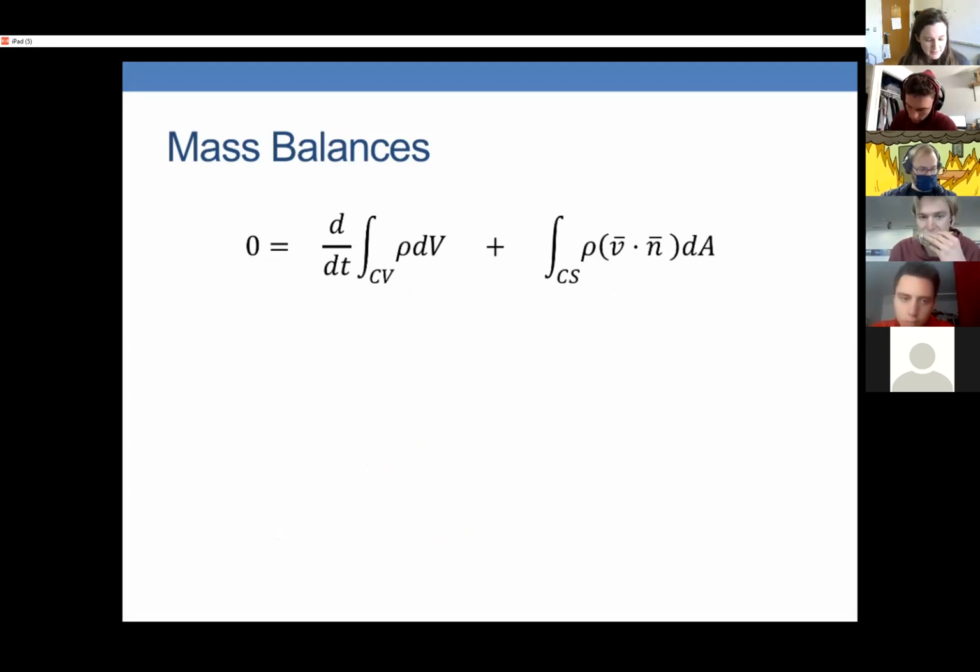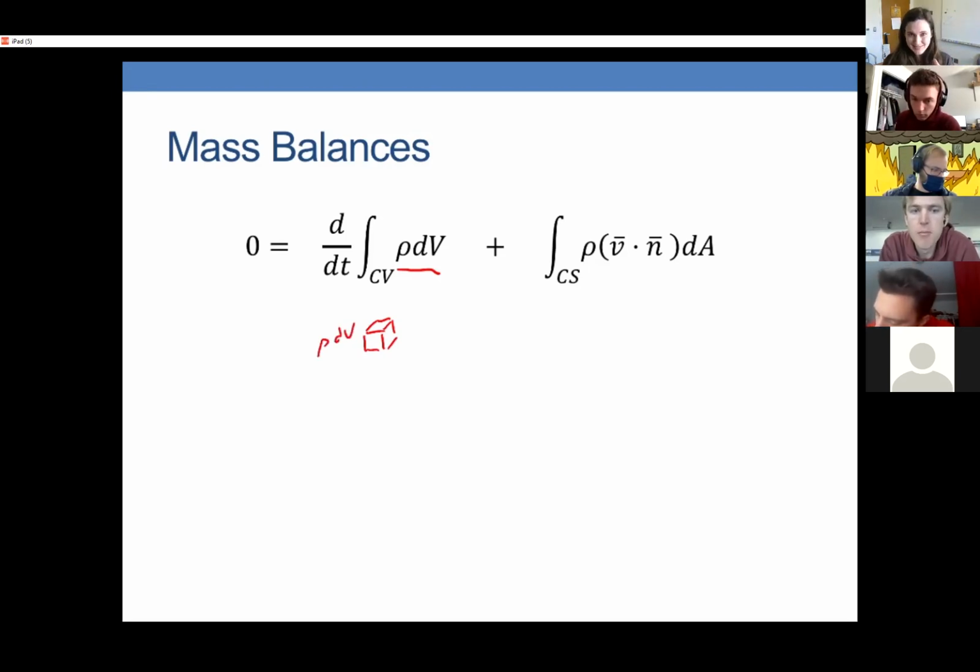So looking at this, over here we have rho times dV. So imagine a tiny differential cube of volume. So rho times the volume of that little tiny bit. What's density times volume?